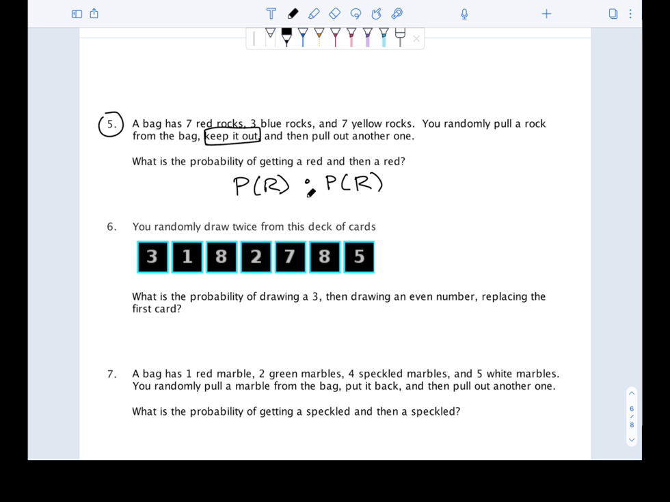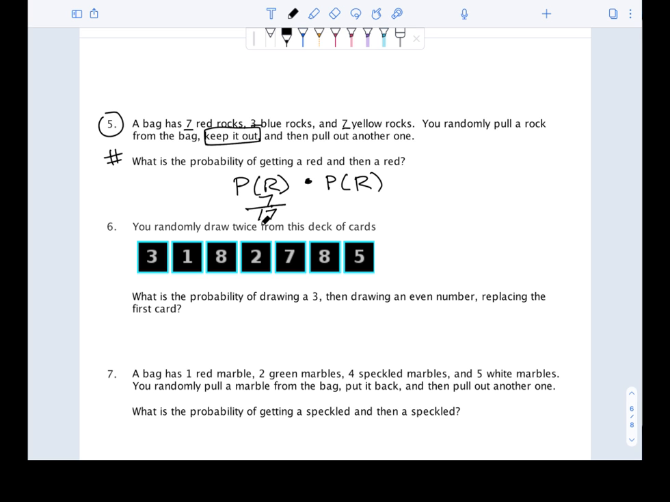All right. So this is keeping it out. This is without replacement. All right. So first question, how many are there? 7 and 3 is 10 and 7 is 17. Okay. So there's 17. So the first one, there's 17 possible rocks, and 7 of them are red.